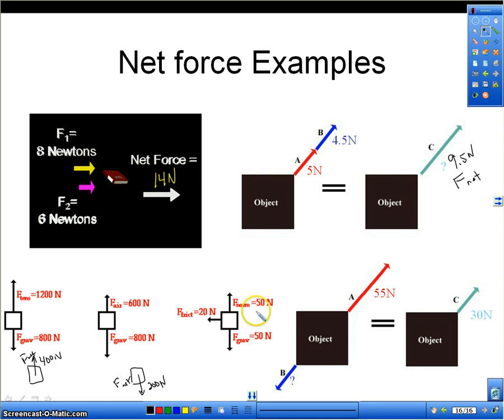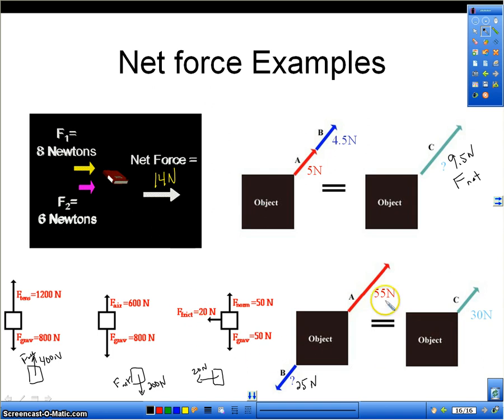And of course this one, 50 up and 50 down, those balance each other out, and you end up with a net force of 20 newtons to the left, because the two 50 newton forces balance each other. This last one, 55 and something give you 30. So you have to figure out what you have to pull against 55 so that your net force ends up being 30, and that would be 25 newtons. So the force for B would be 25 newtons.